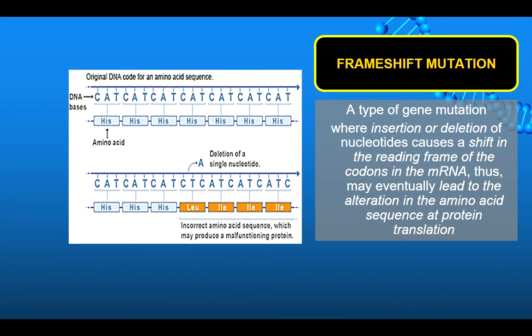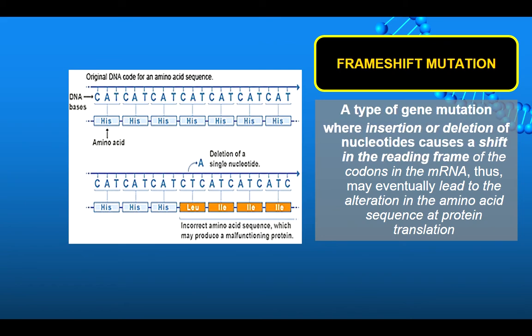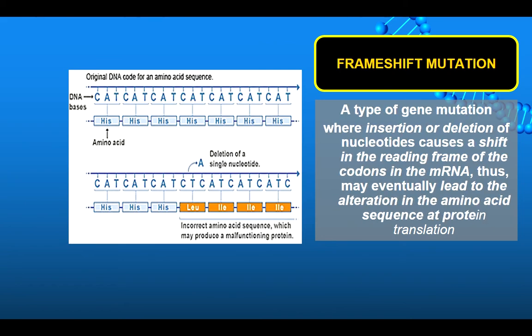Frame shift mutation. Frame shift mutation is a type of gene mutation, where insertion or deletion of nucleotide causes a shift in the reading frame of the codons in the mRNA. Thus, may eventually lead to the alteration in the amino acid sequence in protein translation.